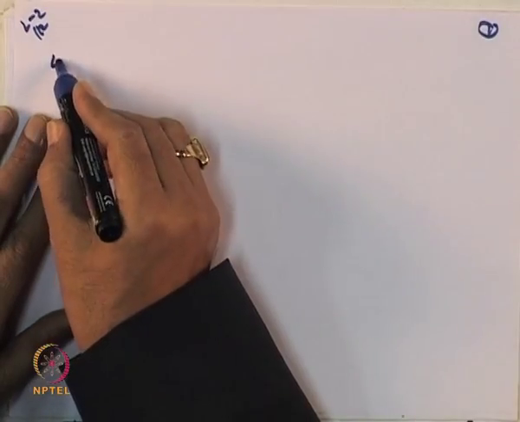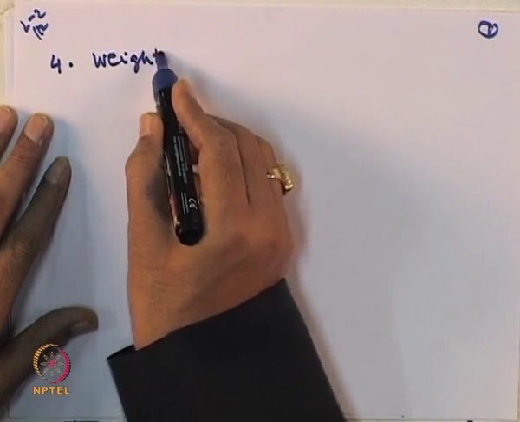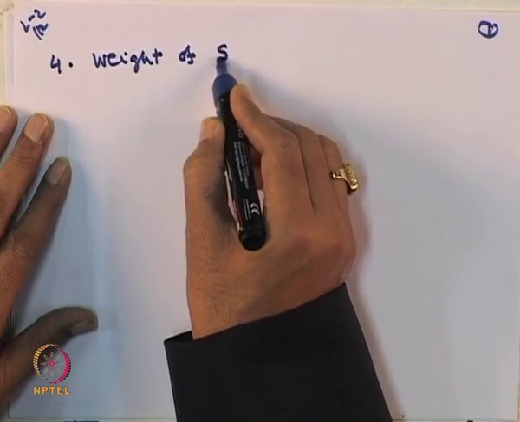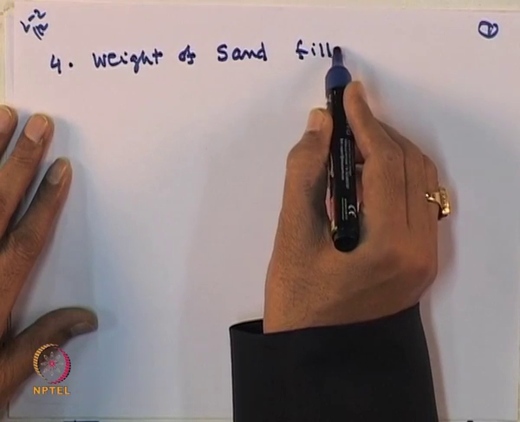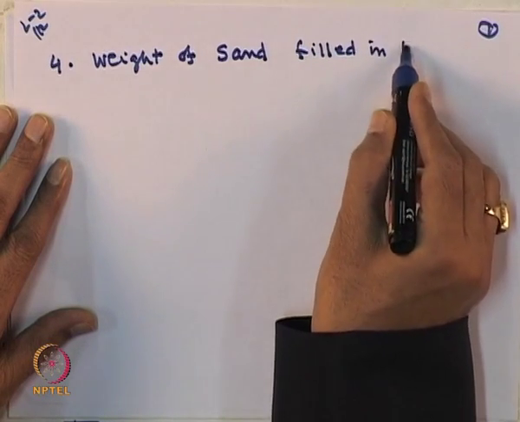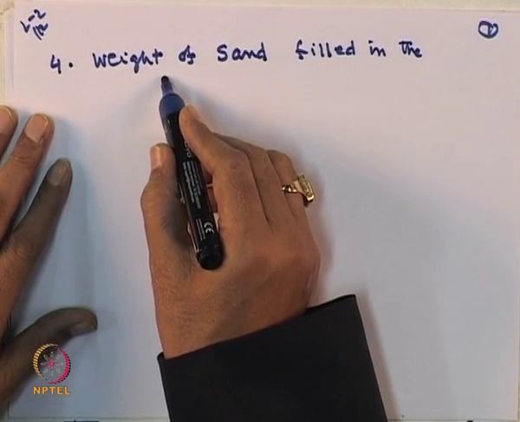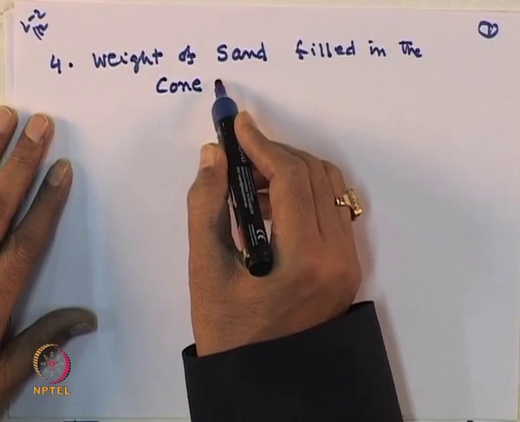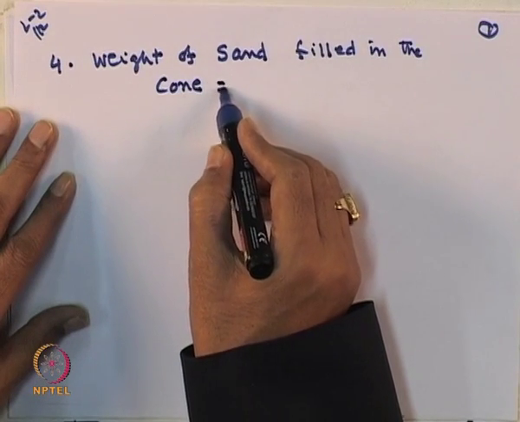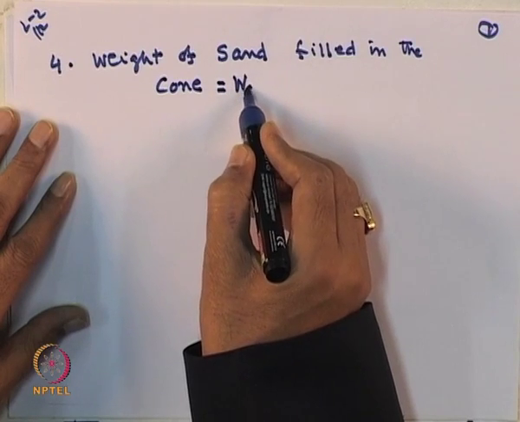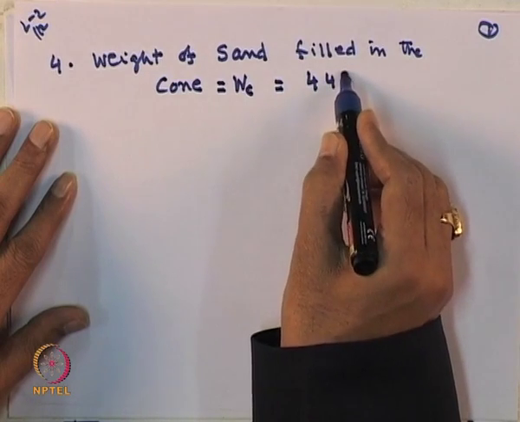So, fourth number, what is the weight of sand filled in the cone? This weight of the sand filled in the cone is designated as Wc, equal to 445 gram.